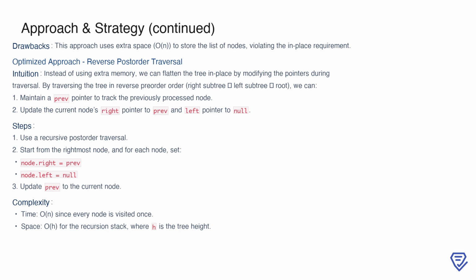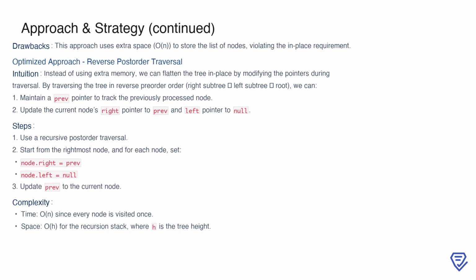During this traversal, we maintain a previous pointer to keep track of the previously processed node. For each node, we directly rewire the pointers. The right pointer is set to point to previous, and the left pointer is set to null. This ensures that the tree is progressively flattened as we move through the traversal.